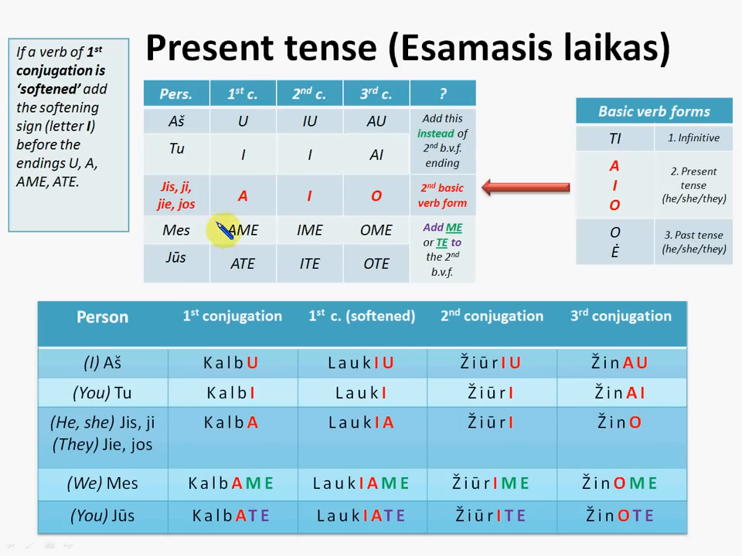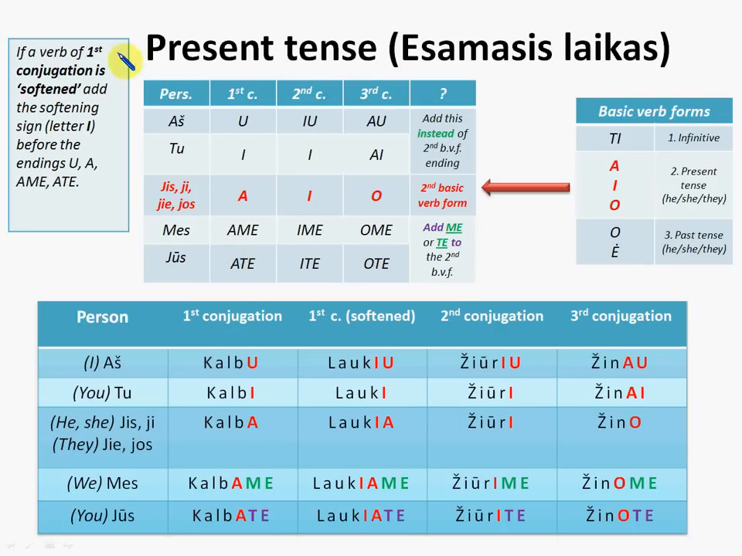Now, in order to form the plural, you need to add me or te to the second basic verb form. You don't add it instead of it. You add it to this basic verb form. You don't change the basic verb form. You only add me or te. You see how logical it is. It's very logical.